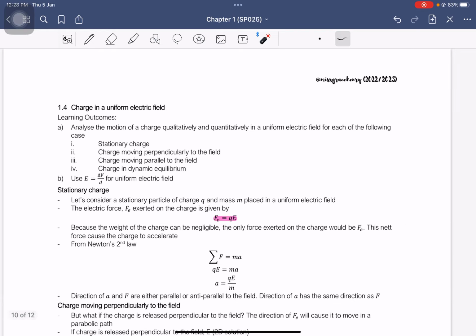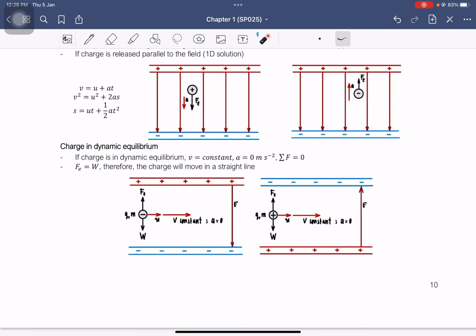Okay, why? Because basically the weight of this charge and the electric force are balanced. So when they are equal, the charge is going to move in a straight line. When one value is bigger, which is not going to happen in dynamic equilibrium, only then there is motion moving towards either of the plates depending on the charge.